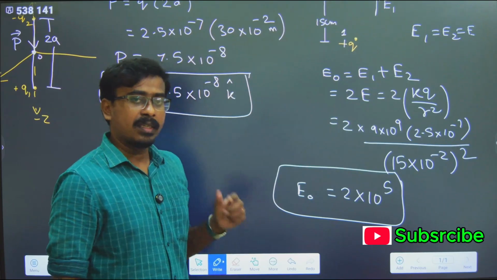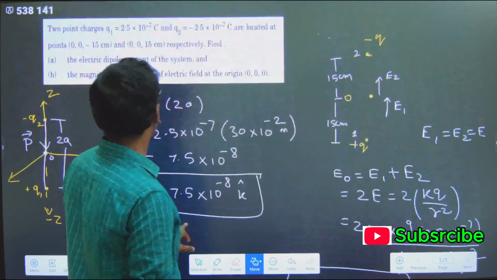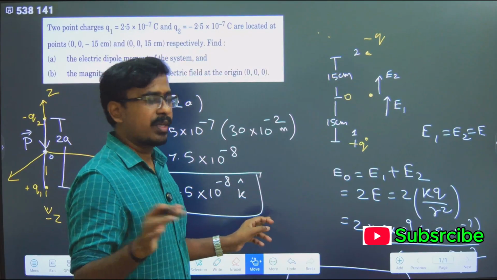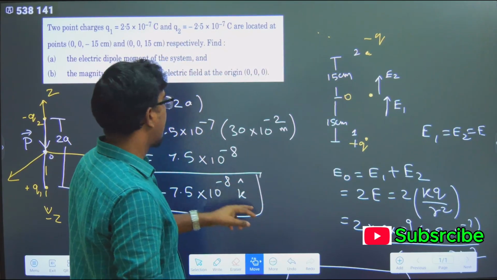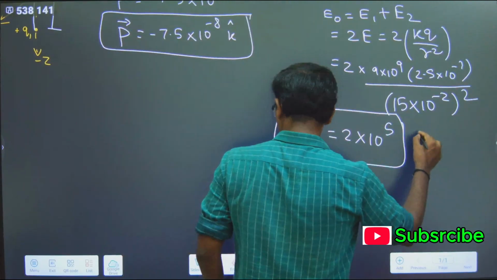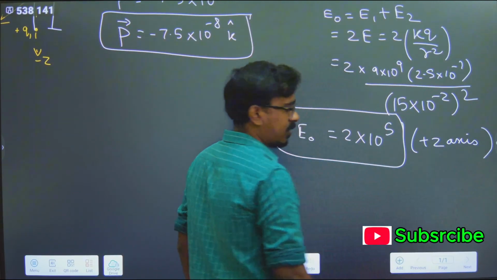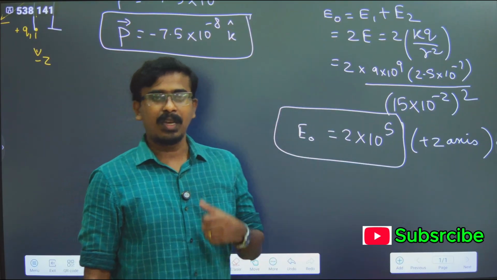This is our result. But in exams they will always ask with direction, so they also asked with the direction. Even if they didn't ask for the direction, try to mention it. So the direction is going to be the positive z-axis, right? Positive z-axis is the direction. So this is about the problem. I will meet you in the next problem.